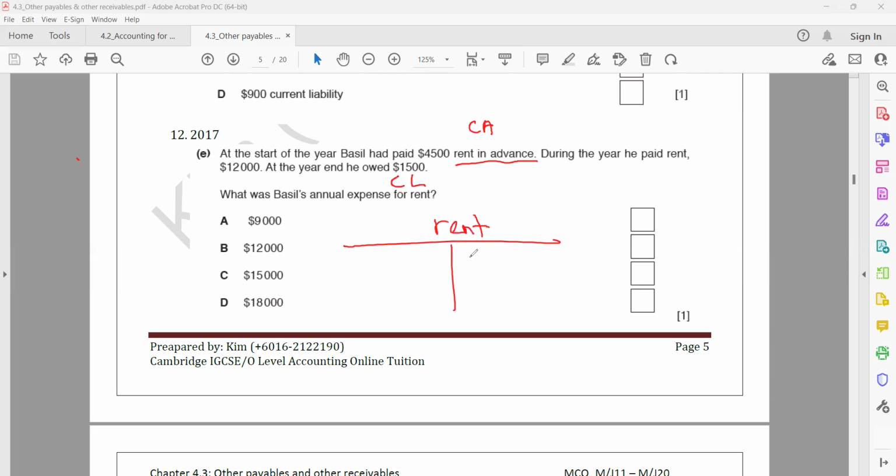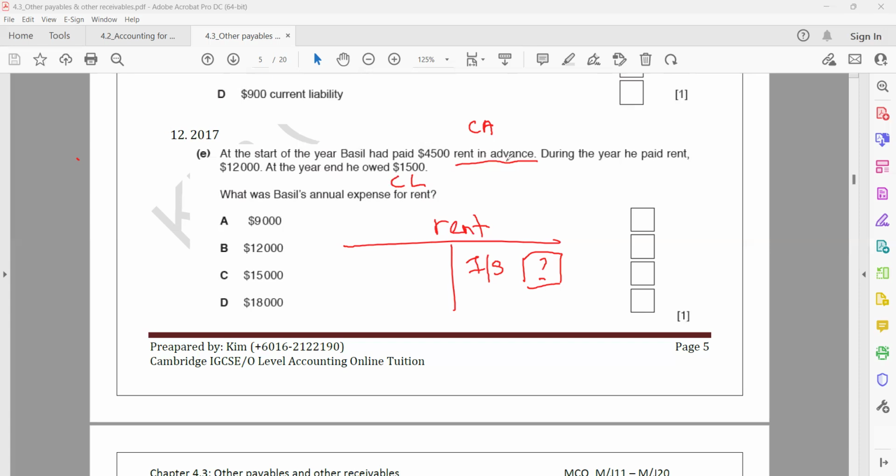Calculate the annual expenses. Annual expenses mean the income statement. How much? Calculate this. $15,000. 3,000. The answer, no tell. Let me see.